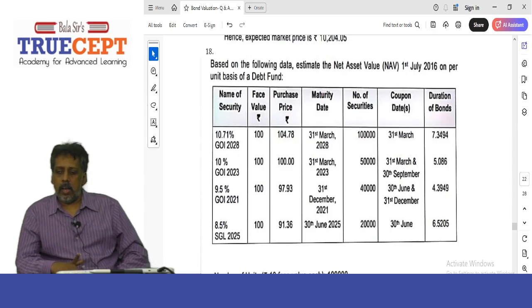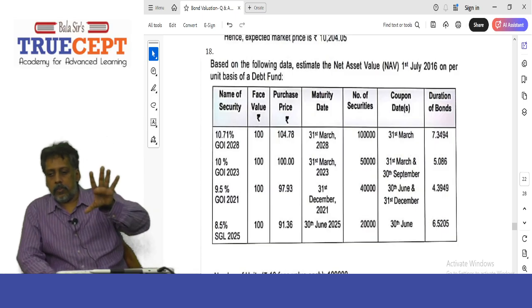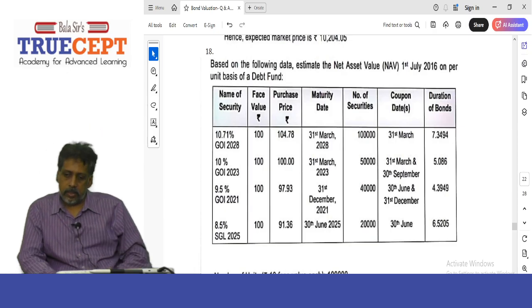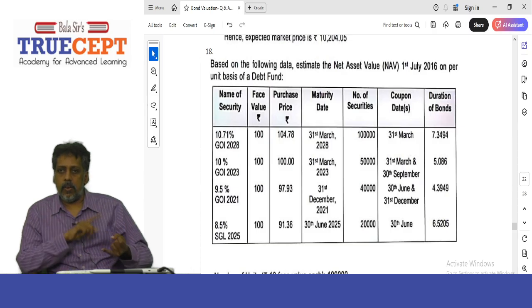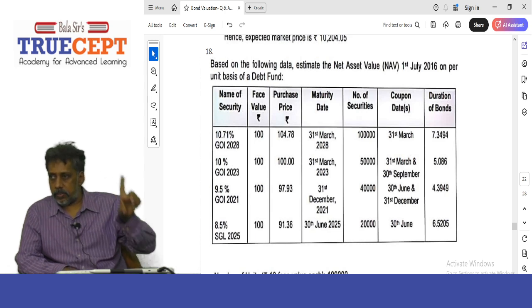Now let us go ahead and take on this example. This example is from 2016 RTP. Based on the following data, estimate the net asset value, NAV, on 1st July 2016 on a per unit basis of a debt fund. Point to note, you have been asked to calculate the NAV of this particular fund as on 1st July 2016. 1st July. Fine.